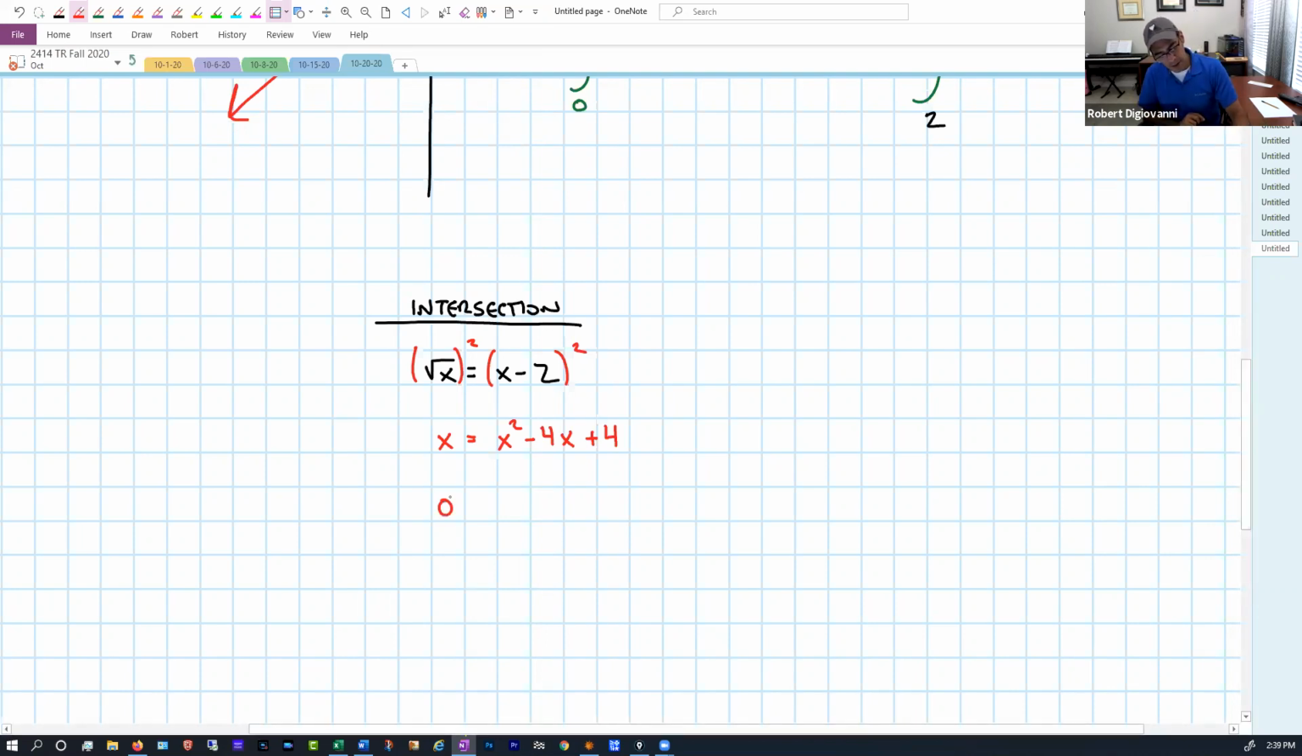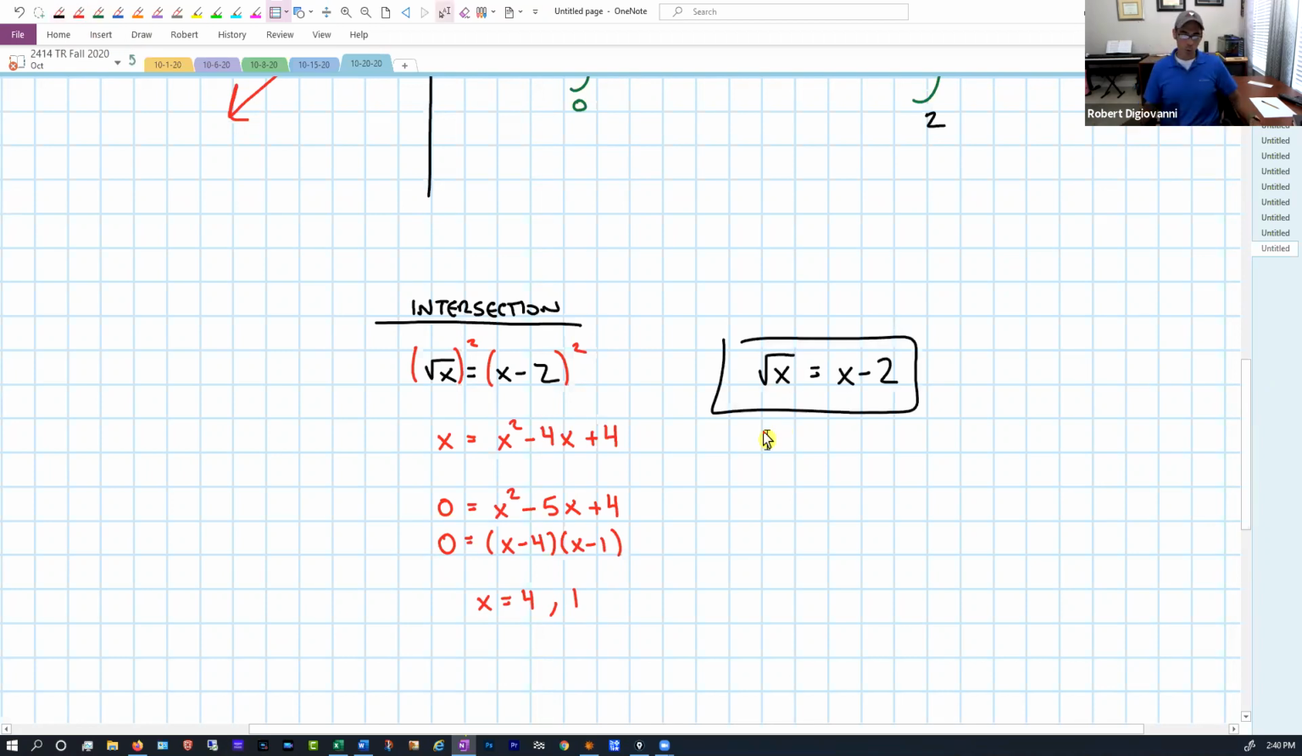We can now move the x over, subtract x on both sides. And then fortunately for us, that now factors. And we have 2 potential solutions, 4 and 1. So we have to check, though. We have to check in the original equation, which is this.